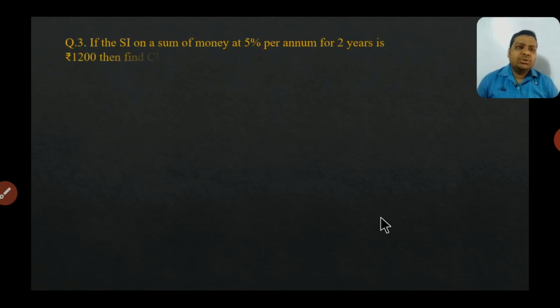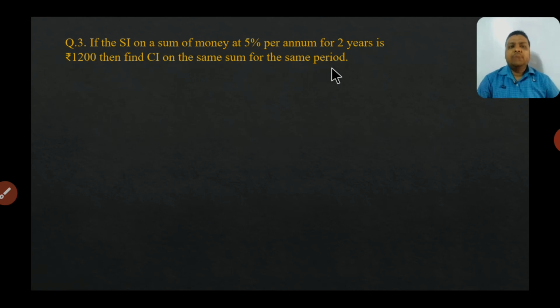Let's see another question here. If the simple interest on a sum of money at 5% per annum for 2 years is 200, then find the CI on the same sum for the same period. So here you can see in this question we have to find CI, which means compound interest.